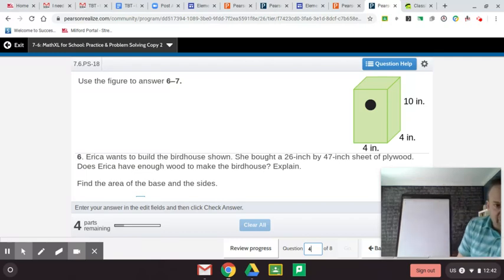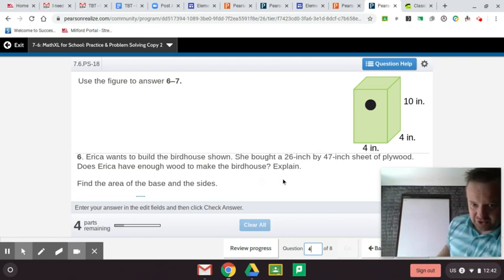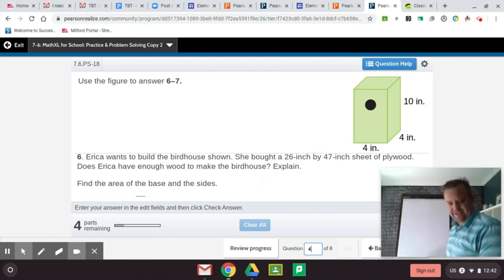Erica wants to build a birdhouse shown. She bought a 26 inches by 47 inches sheet of plywood. Does Erica have enough wood to make the birdhouse? Explain. So I'm first going to see what the total amount of square inches of wood we have.